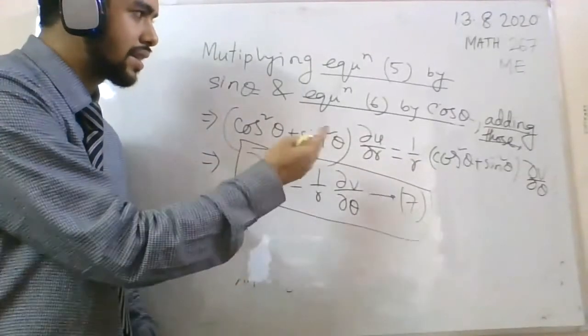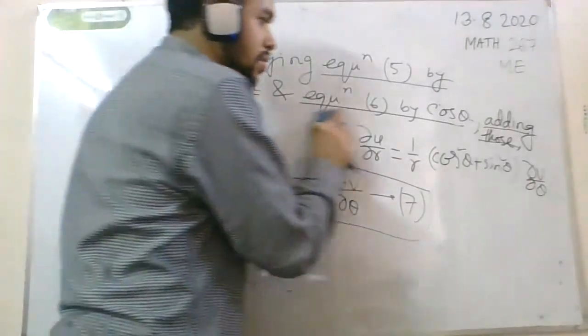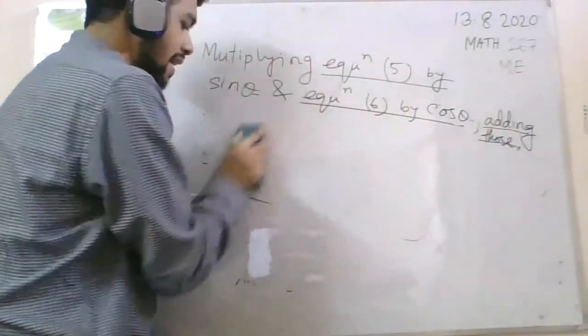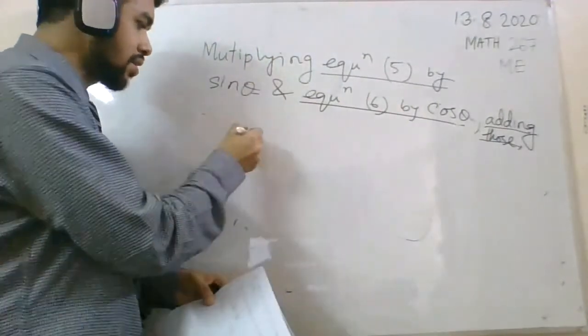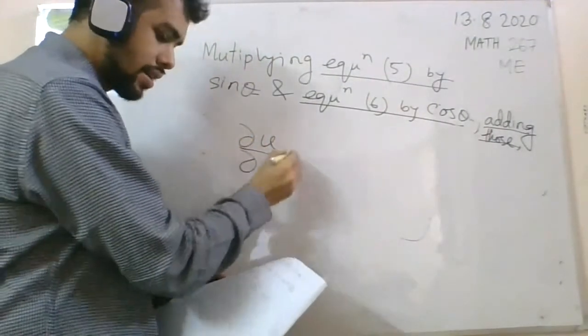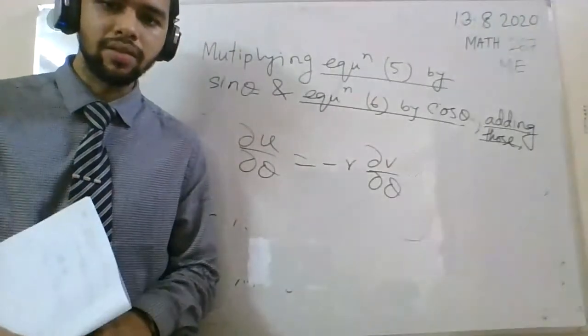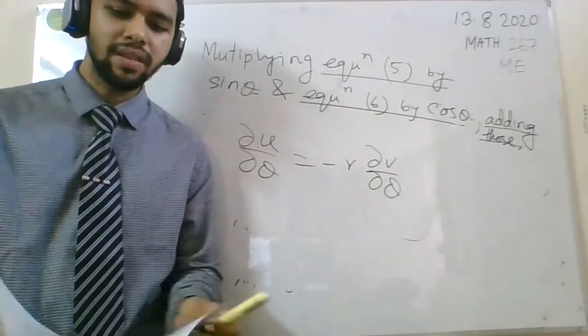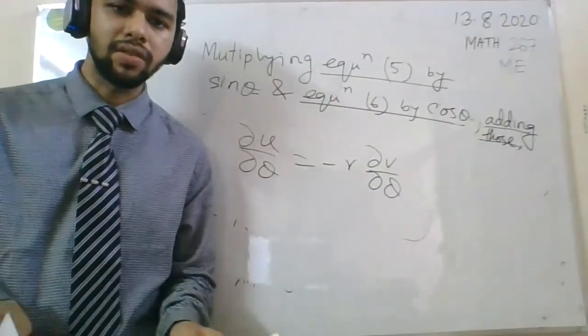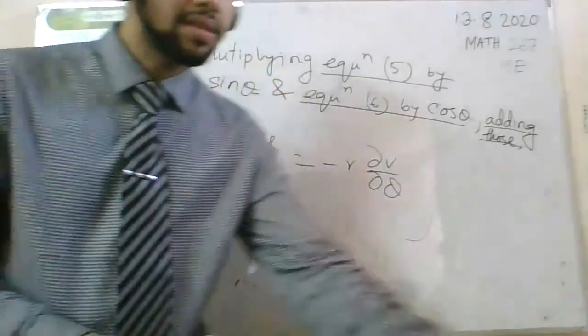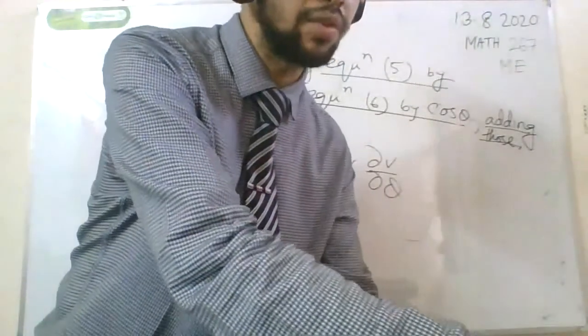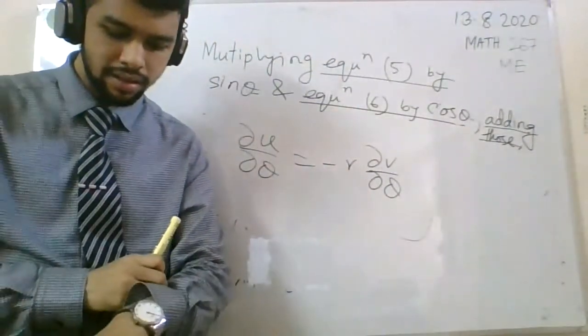I have another class around 11. Okay sir, I'll finish now. So you just interchange this again, and when you add it again, you can get another equation which is del u by del theta equals to minus r del v by del theta. Okay, so these two equations are the polar form of the Cauchy Riemann equations. Okay, next day we will see some more math on these.